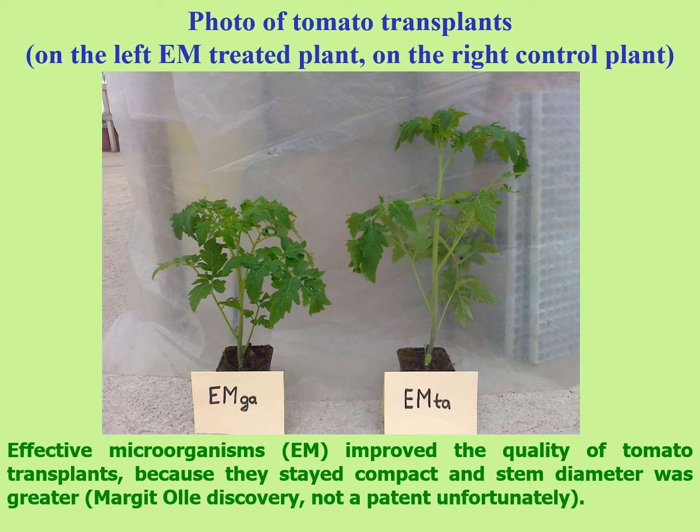And why is it important? It is important because when the plant is shorter, nutrients get to the top of the plant quicker, and when the plant has larger stem diameter, more nutrients can go up the plant at the same time. Effective microorganisms improve the quality of tomato transplants because they stay compact and stem diameter was greater.